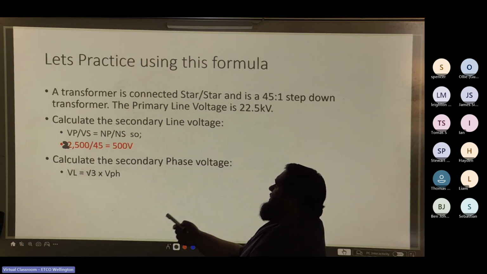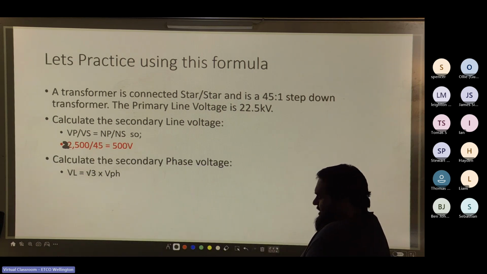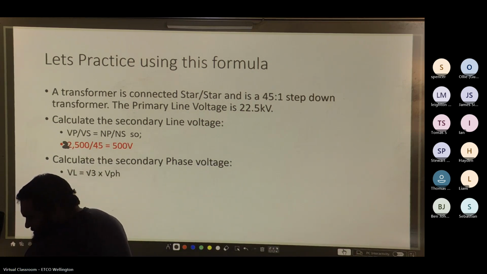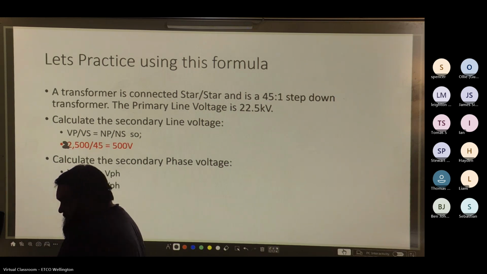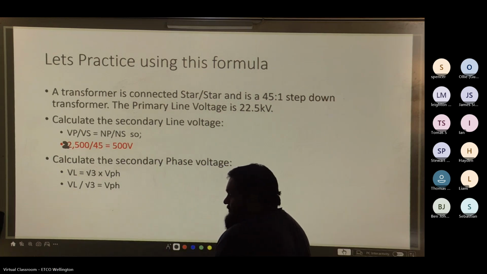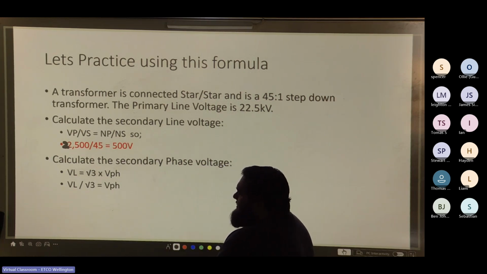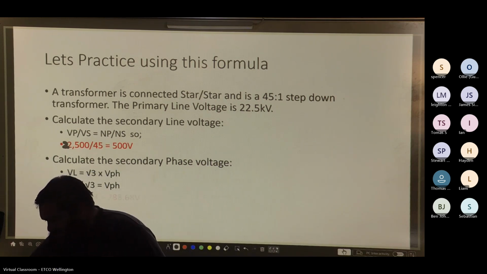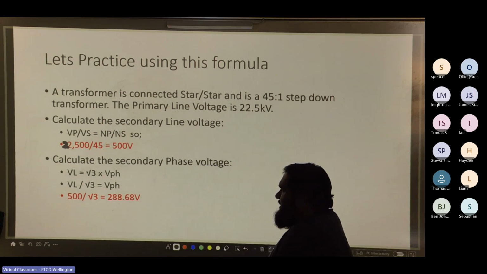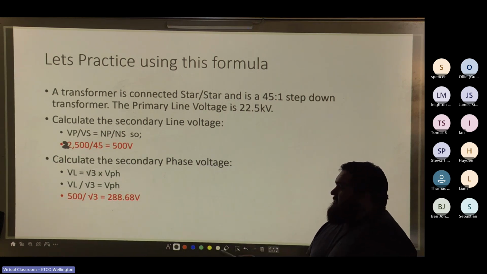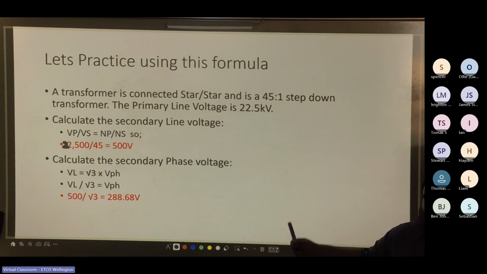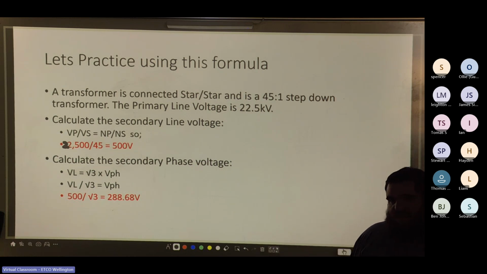So we know VL is equal to the square root of 3 times voltage phase. So therefore, we know that voltage line divided by the square root of 3 will give us our phase voltage. So that gives us 500 divided by the square root of 3, which gives us 288.68 volts. Does everyone see how this formula works? Anyone got any issues with it?